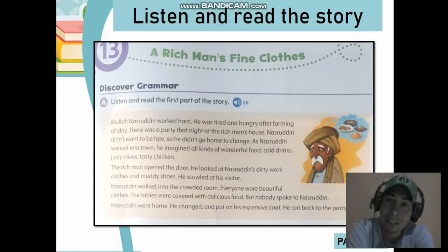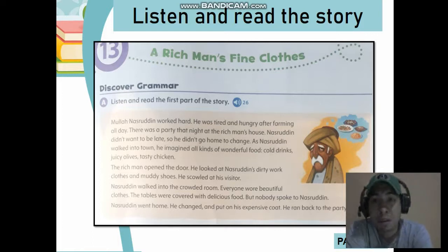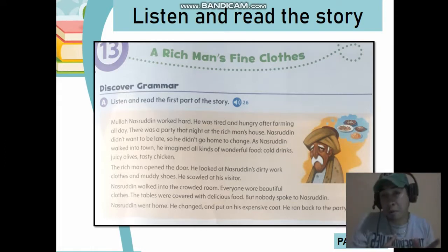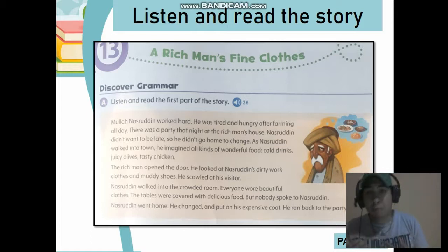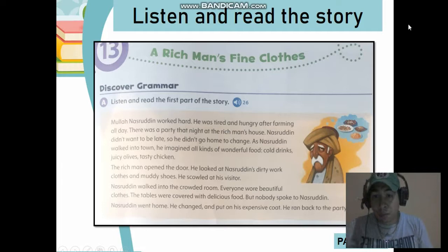In the first activity, in part A, we need to listen and read the first part of the story. So you and I are going to read this story. The story is divided in three parts, so let's listen to the first part of the story. This moment I'm going to read, so I want you to please pay attention a little bit. Okay? So are you ready? Good. So let's begin.